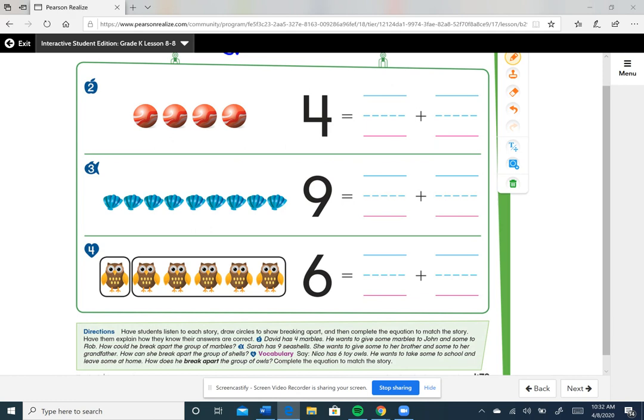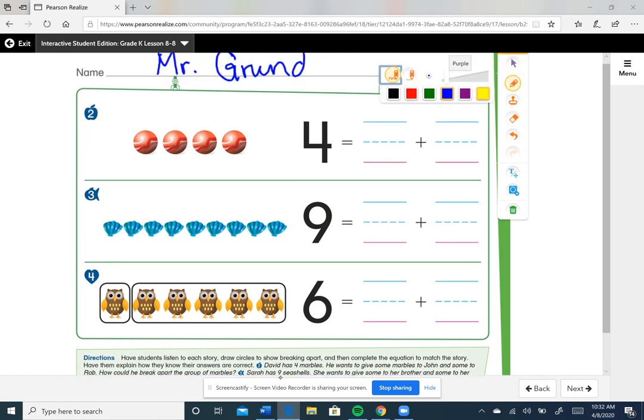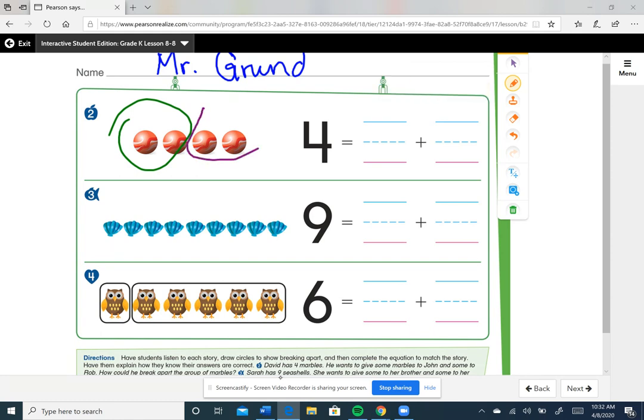Number 2 says David has 4 marbles. He wants to give some marbles to John and some marbles to Rob. How could he break these two groups apart? So I'm just going to do this and this. 4 equals 2 plus 2, right? We have our group of 2 and our group of 2.